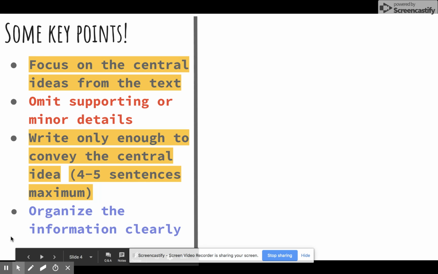Organize the information clearly. Try to keep it where the order makes sense. If you were writing this to try to explain to your parents in a way that they would understand, think of it that way. Write as if you were explaining this to someone that has absolutely no clue what you're talking about. Try to stagger the information in a way that would make sense.